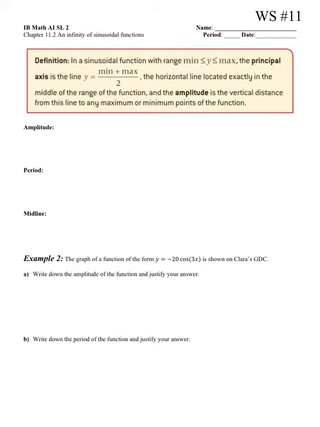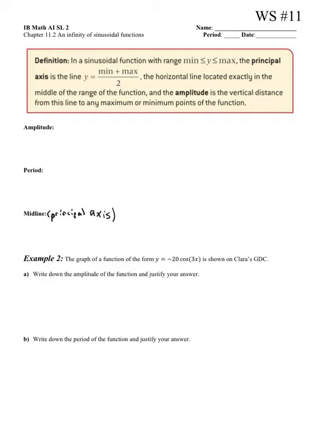So starting today, this definition was given to us in chapter 11.2. It says a sinusoidal function with range min is less than y is less than max. The principal axis is actually what we've been calling the midline, which we didn't talk about yet. But that's the equation of the midline. In your textbook this year, it's called the principal axis. In the textbook last year, it would have been called the midline. So just so we understand that's what that means, okay?